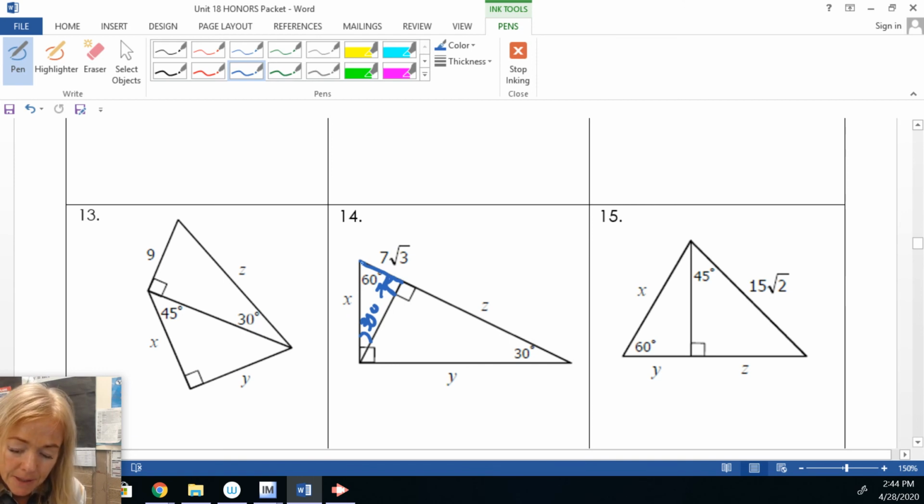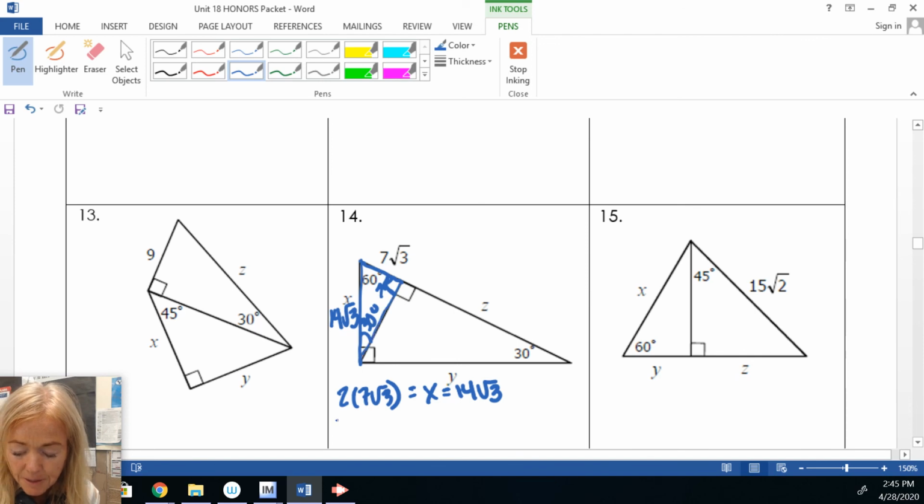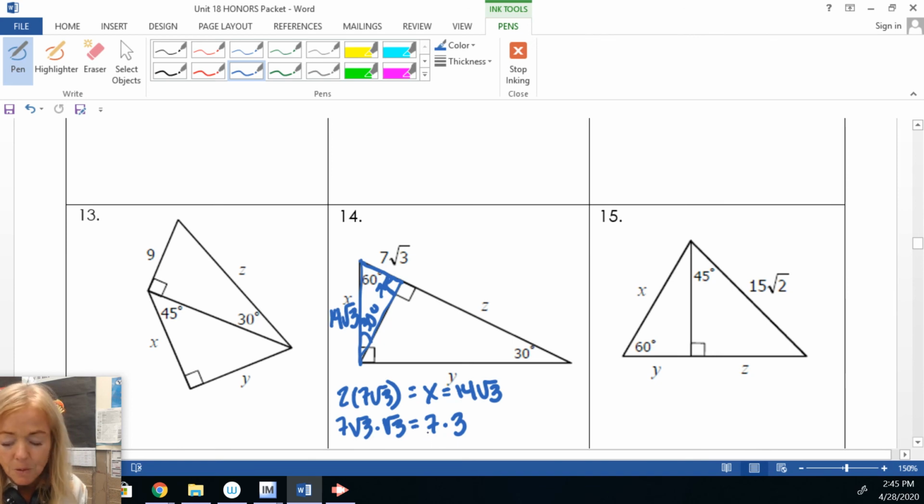This side right here is the hypotenuse, isn't it? So it's going to be double that short side. So it's going to be 2 times 7 radical 3, which is 14 radical 3. Okay. Now the long side is right here, and it's going to be 7 radical 3 times radical 3. As we go short to long means we multiply by radical 3. So that's going to be 7 times 3, because radical 3 times radical 3 is 3, which is 21.